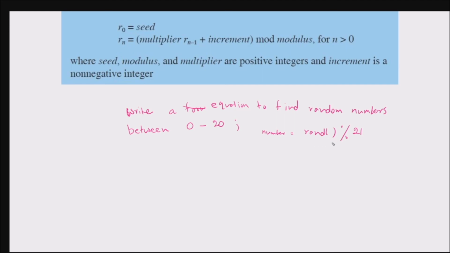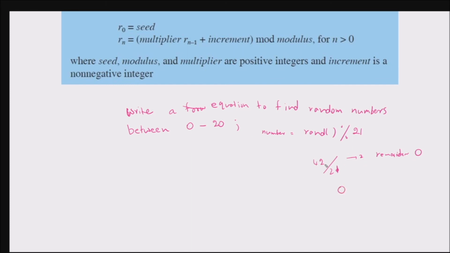So what does this mean? Any number I get, I mod by 21. The lowest I get is 0. Let's say I get 42. 42 divided by 21 is exactly 2, and the remainder is 0. So that gives me 0.